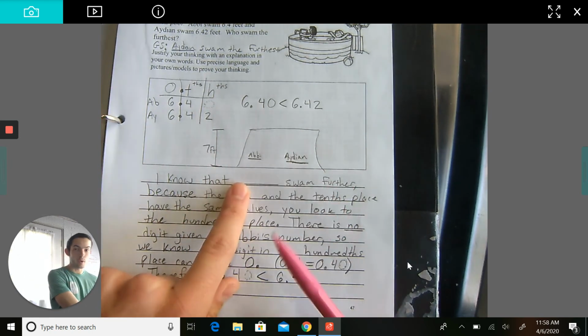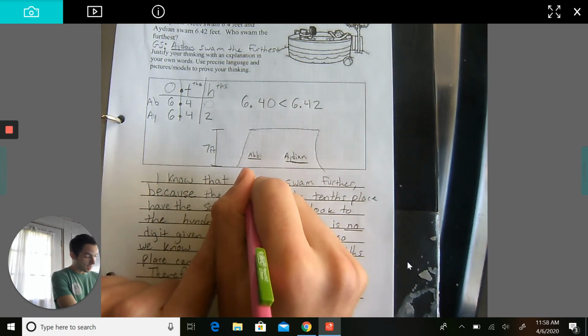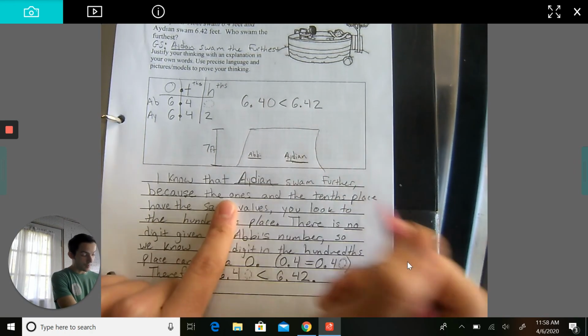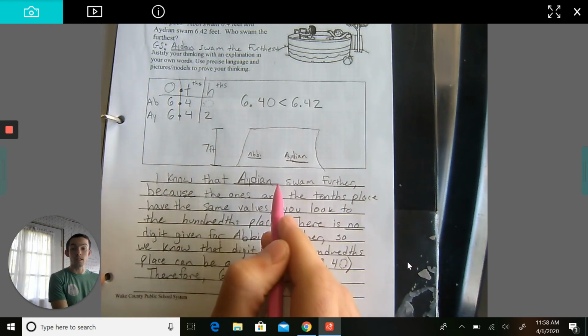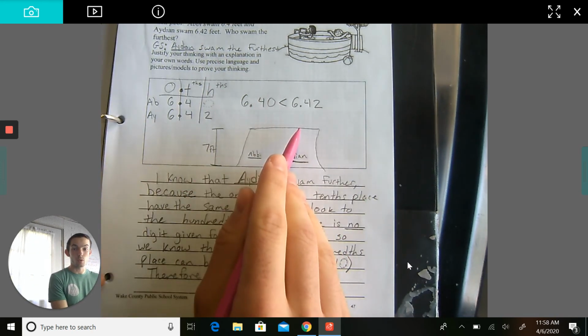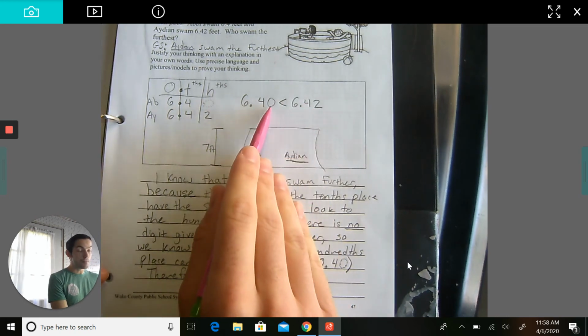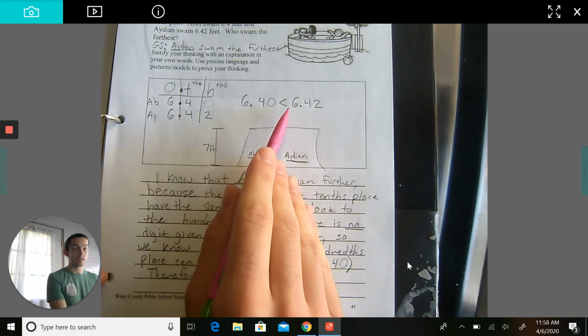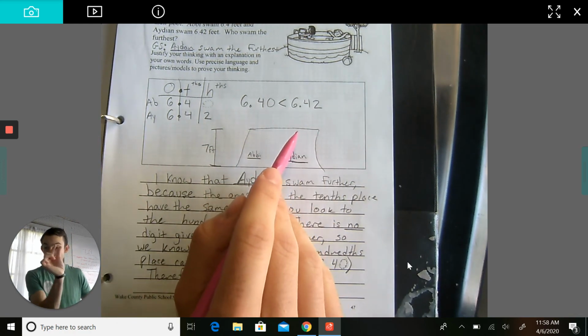Oh, before I forget, we have to put in our blank. I know that Aiden swam further. Of course, if you want to, it does say further, so not necessarily deeper. You could go further across in the pool as well, but realize that Aiden's amount is just barely going to be further than hers. 2 hundredths of a foot is like a fraction of a fraction of a fraction of an inch. Very small amount.